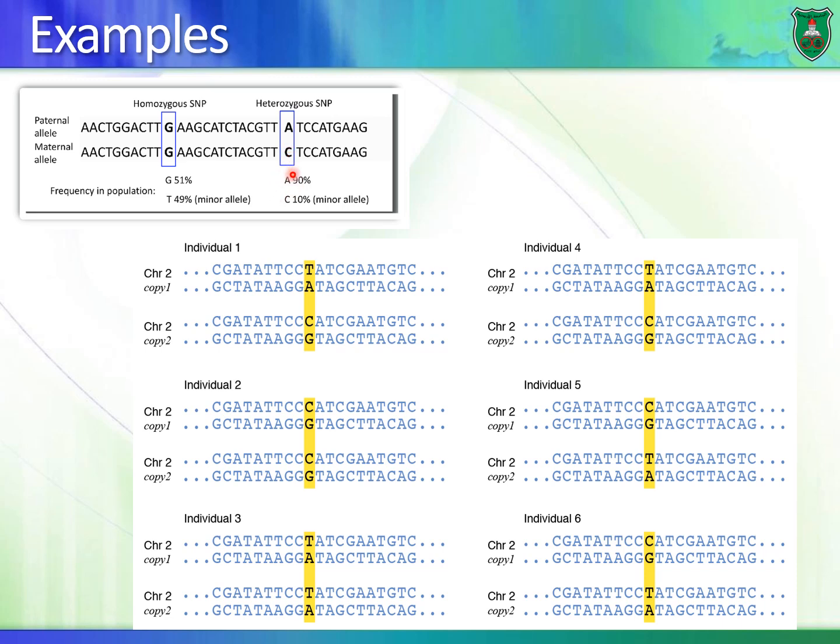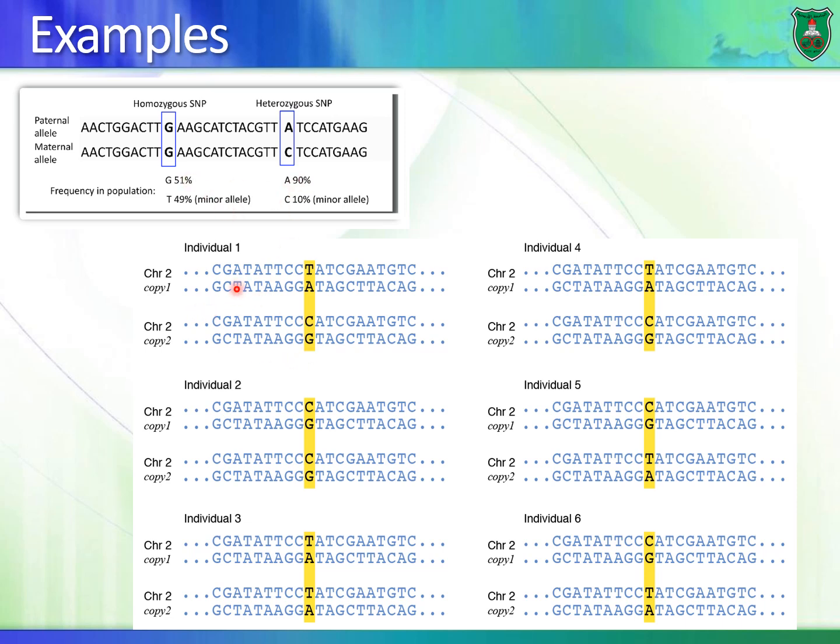Notice that the distribution of this SNP among individuals in a population is that A exists in 90% of the population versus C, which exists in 10% of the population. So we call this a minor allele. Now for this other SNP, the G exists in 51% of a population versus T, which exists in 49% of the population. But this individual does not have a T, obviously. But notice that all of the other sequences are exactly the same except at these two positions.